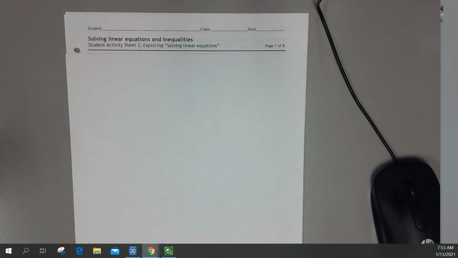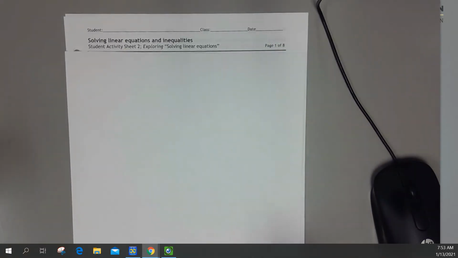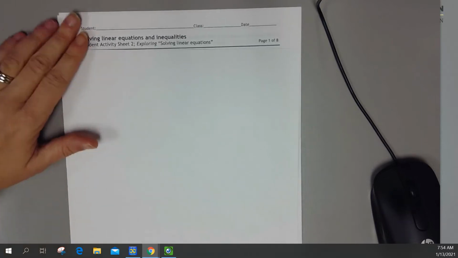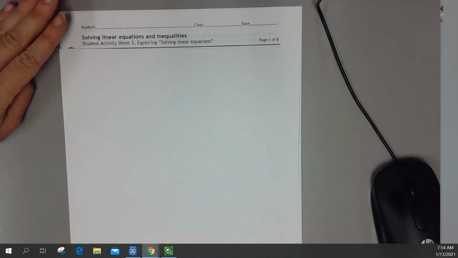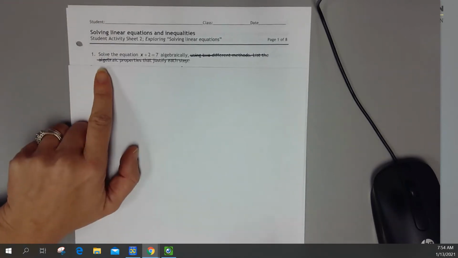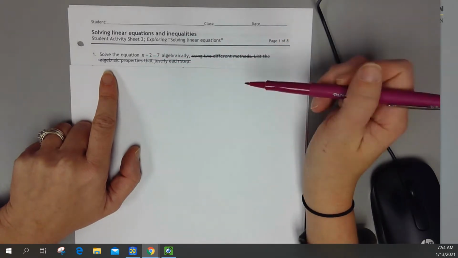Welcome back. We are on topic 8, student activity sheet 2, solving linear equations. Okay, now some of this should be review for you guys. Hopefully you did the review the other day, but we're going to kind of intro into some more difficult types of equations here. Again, we're going to be off Agile Mind for a little bit, but still working through their activity sheets. So the first question says to solve the equation x plus 2 equals 7 algebraically.